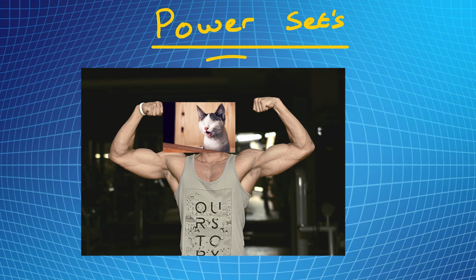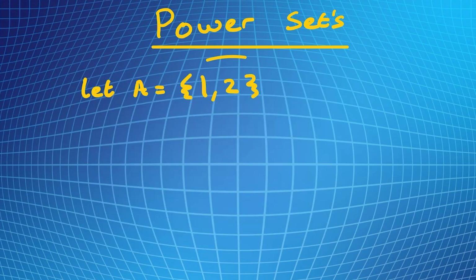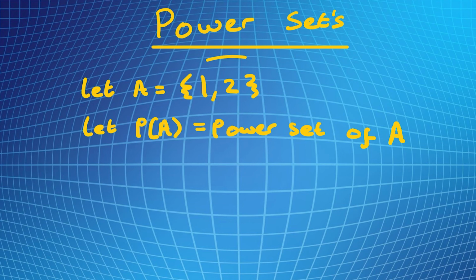Okay, now for the last part of the video, power sets. Power sets are like those guys at the gym that are fully hardcore, taking steroids and everything. They go to the gym and probably do every exercise possible to gain maximum gains. In the same way, a power set is basically all the possible subsets that can exist within a set. I'm going to give you an example.